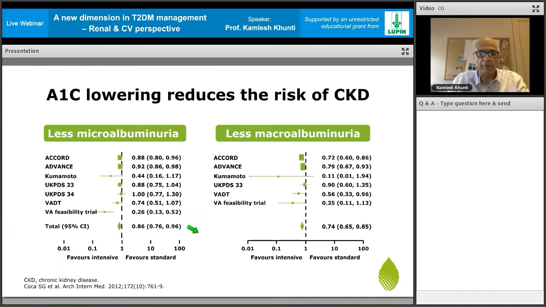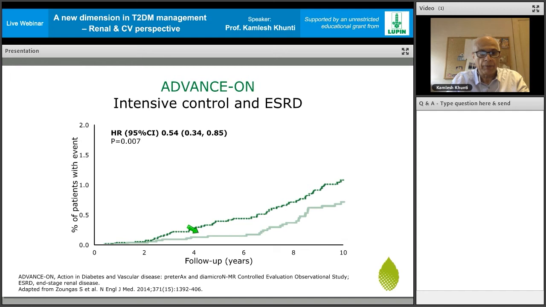We know in terms of A1C reduction, you get reduction in CKD. This is looking at less microalbuminuria and reduction in macroalbuminuria as well. And these are all the studies that you know: ADVANCE, UKPDS, VADT. So there are benefits in microvascular outcomes and macrovascular outcomes if we control HbA1c. This is looking at the ADVANCE-ON study, which again showed that intensive control reduced end-stage renal disease. Here we see separation at 4 years, and ADVANCE-ON, as you know, was the follow-on up to 10 years.